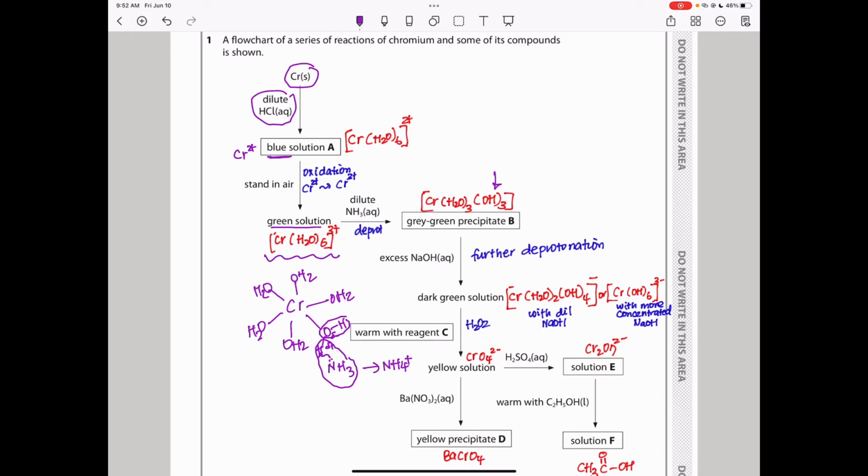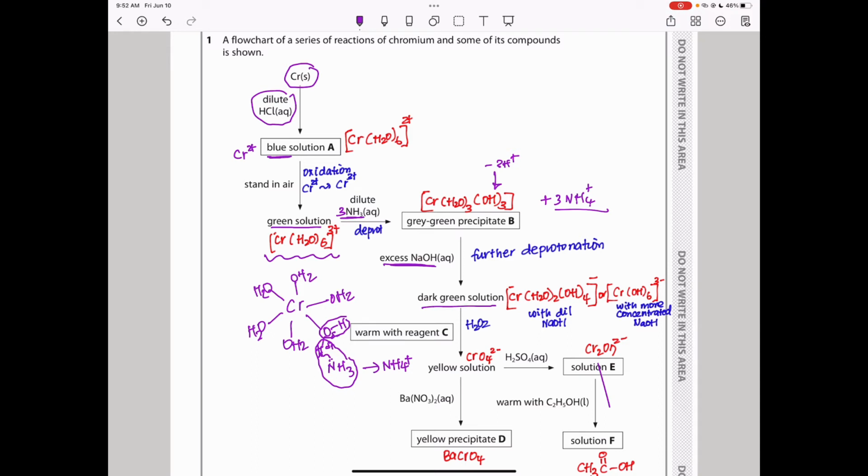So in this reaction, we will produce that plus 3 ammonium. If you had used 3 ammonias, you produce 3 ammoniums because 3 hydrogens have been taken away. So this is minus 3 hydrogens to create that. This is a grey-green precipitate of chromium 3+. And then they say excess sodium hydroxide. This is further deprotonation, forming a dark green solution.